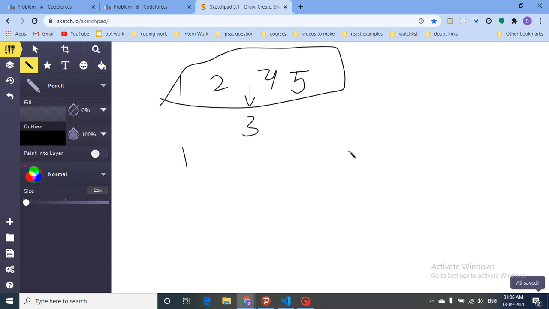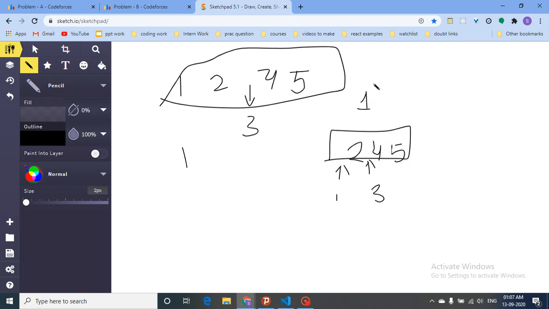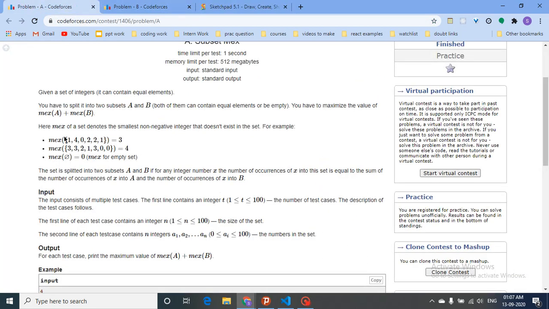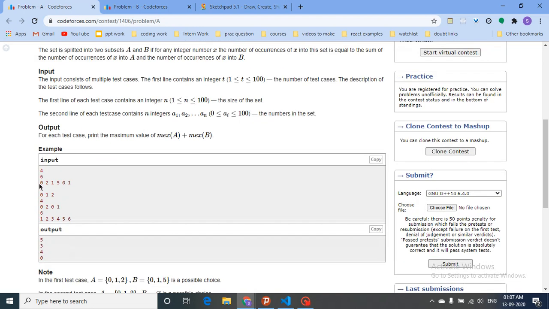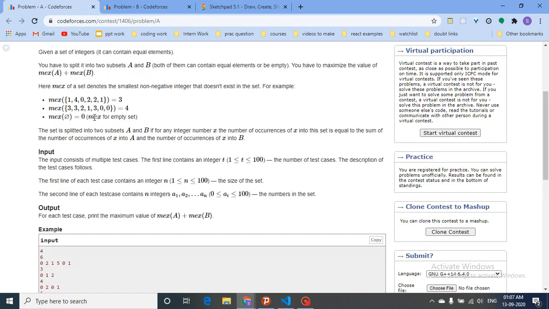Now let's assume you have 2 4 5. There is no 0 and also no 3, but the smallest number which is not present in this set is its MEX, so the answer is 0 only. So you are given some set and you have to split these integers into two subsets such that the MEX of A plus the MEX of B is the maximum possible. That's the question. Here the MEX is taken from 0.